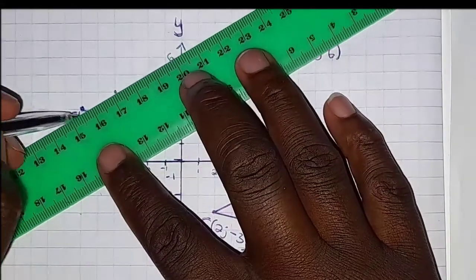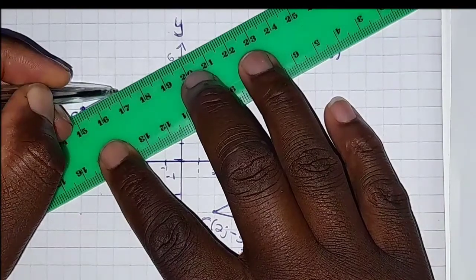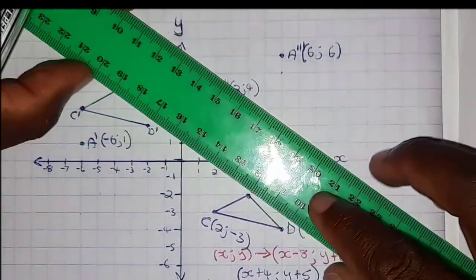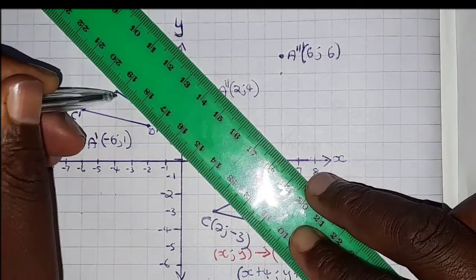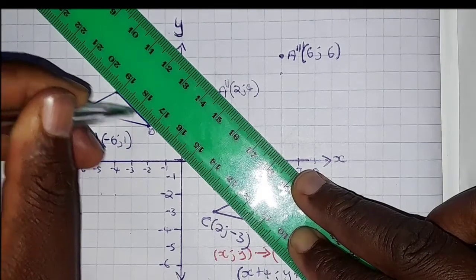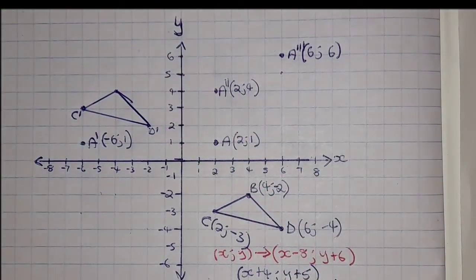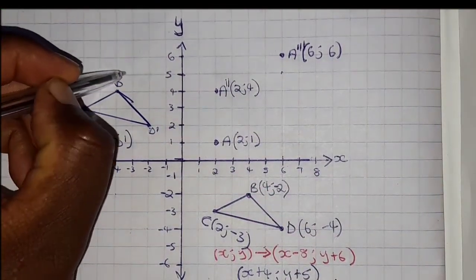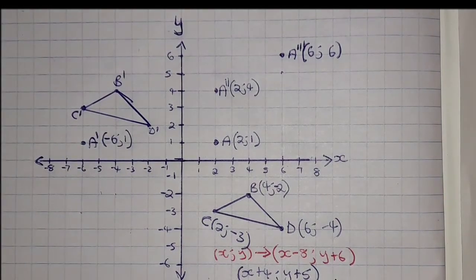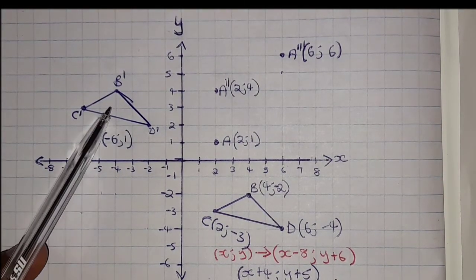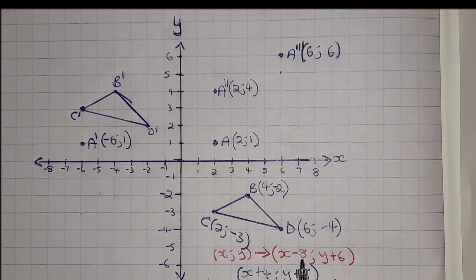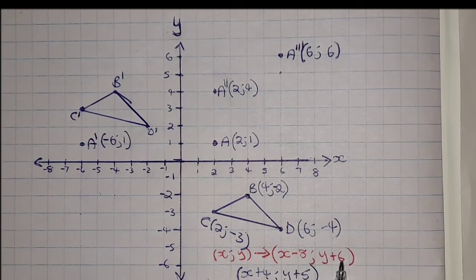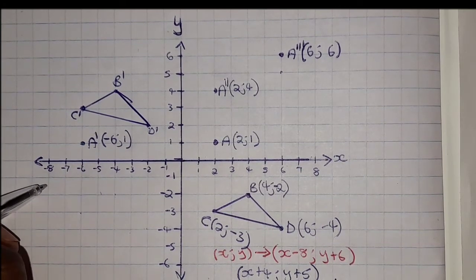join the 3 points. Oh, that was not perfect. And this is B. So this is the image of this triangle after a translation of 8 steps to the left and 6 steps going upwards. But we could use calculation.